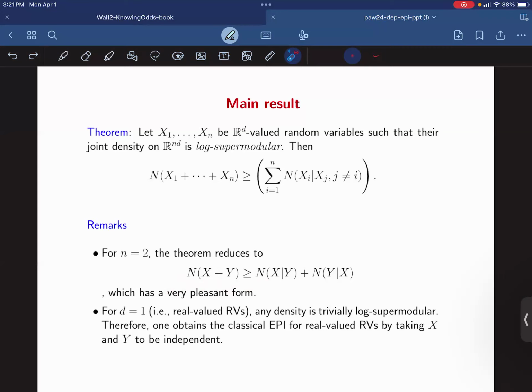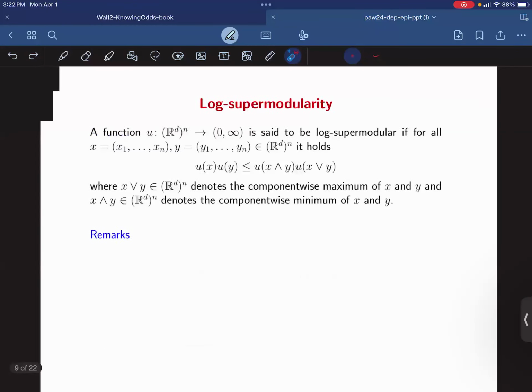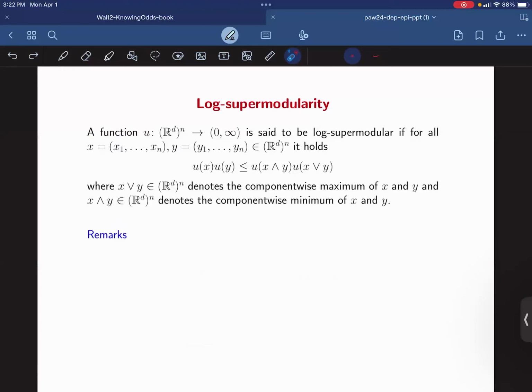Since this is true for, I mean, in the independent case, if x and y are independent random variables, these are just the unconditional entropy powers, and there is no assumption. The assumption is trivial because, therefore, one obtains the classical entropy power inequality as a special case of this dependent entropy power inequality. All right, so that brings us to the notion of log supermodularity.